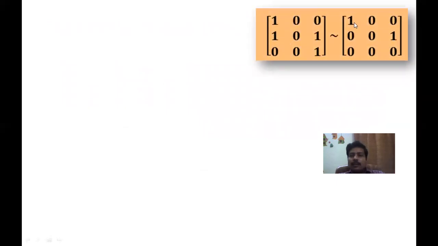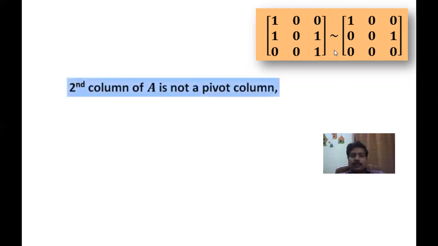For convenience, I have taken this here. This is the given matrix and this is the reduced echelon form. Here we can observe that the second column of A is not a pivot column. It does not contain a pivot position, so it is not a pivot column. Whenever it is a non-pivot column, all the non-pivot columns are a linear combination of preceding columns.